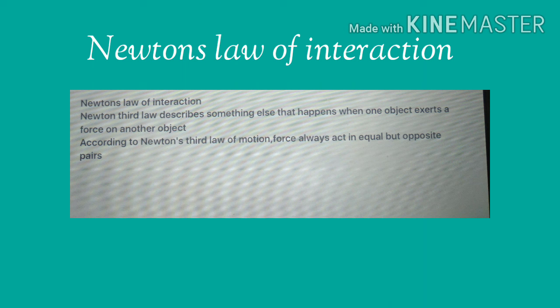Newton's law of interactions. Newton's third law describes something else that happens when one object exerts a force on another object. According to Newton's third law of motion, forces always act in equal but opposite pairs.